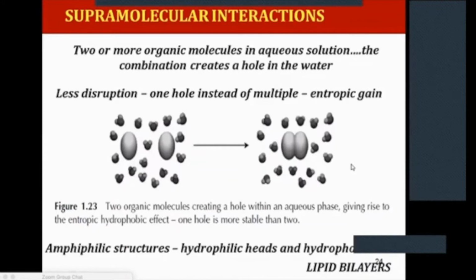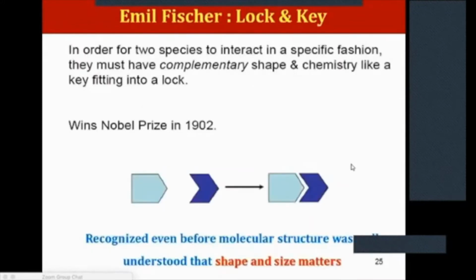Now, what is the fundamental or basic thing from which supramolecular chemistry has arisen? It is the lock and key principle by Professor Emil Fischer, who won the Nobel Prize in 1902. In order for two species to interact in a specific fashion, they must have complementarity, cooperativity, shape, size, etc., and good chemistry between them, just like a key fitting into a lock. Different types of keys cannot open the same lock, so the lock and key should match.